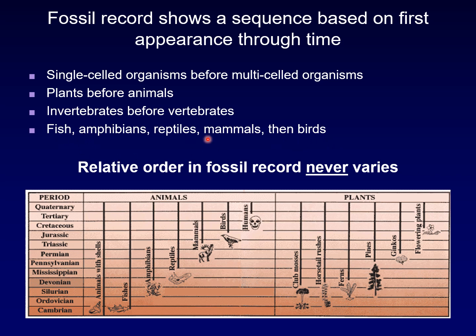So this is the sequence we almost always see things in. And the relative order in the fossil record never varies. Like I said, we never find rabbits in the Precambrian. We don't find dinosaurs in the Ordovician. We don't find trilobites in the Quaternary. These orders are pretty well established, and we simply don't see them in the rock record varying at all.